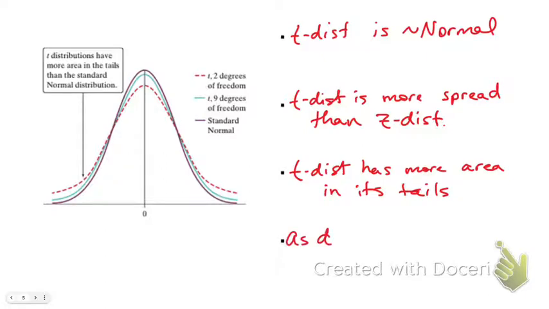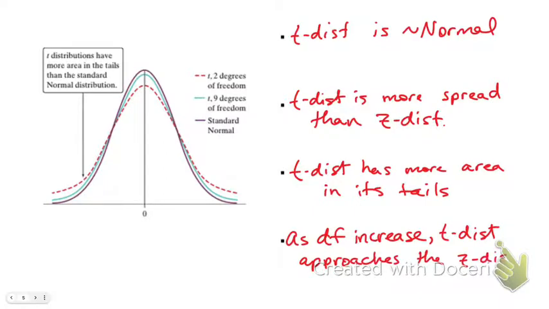And as degrees of freedom increase, now let's think about that for just a second. How are the degrees of freedom going to increase? Sample size increase. Remember, degrees of freedom is just n minus 1. So the only way to increase my degrees of freedom is to increase my sample size. So as the degrees of freedom increase, the t distribution approaches the z distribution, but never passes it.